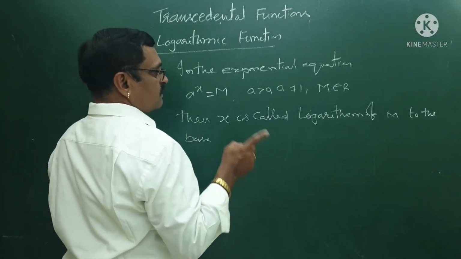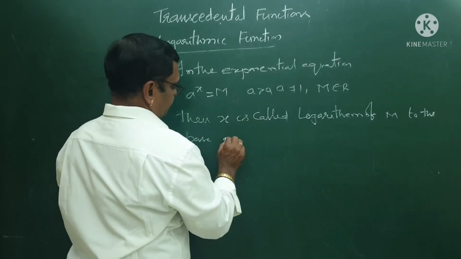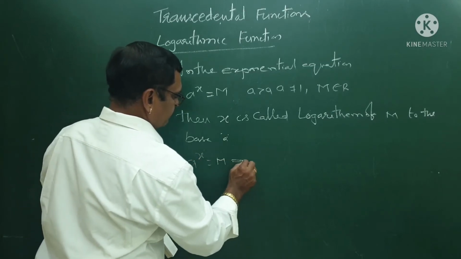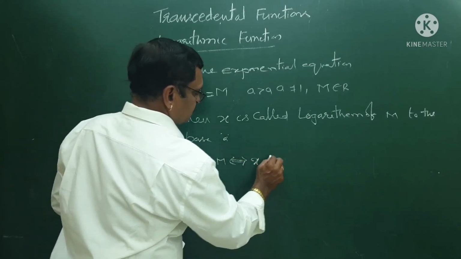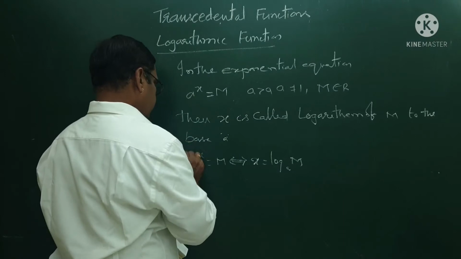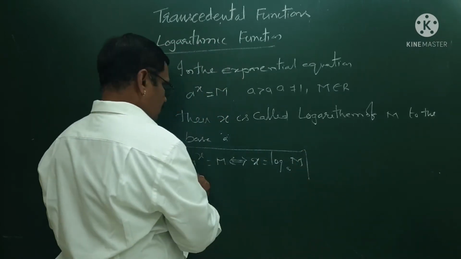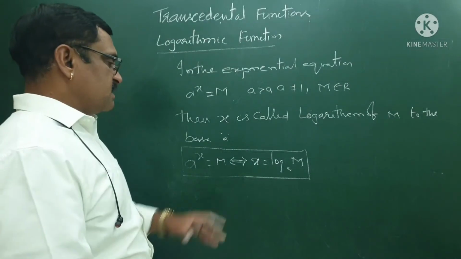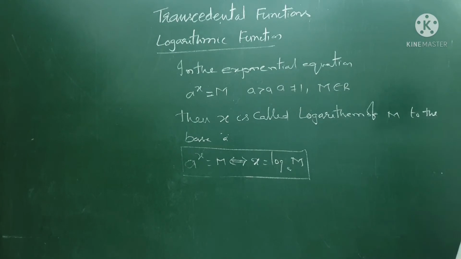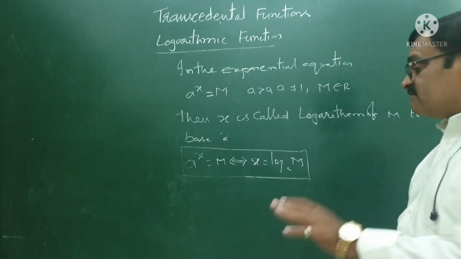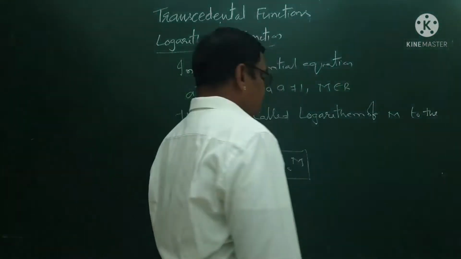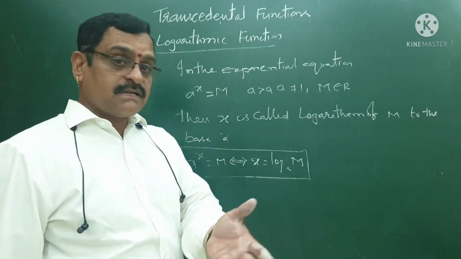x is called the logarithm of m to the base a. Simply we write a^x = m implies x = log m to the base a. This is very, very important. So I can say this logarithmic function is an inverse function of the exponential function. Based on this observation, we can define the logarithmic function.